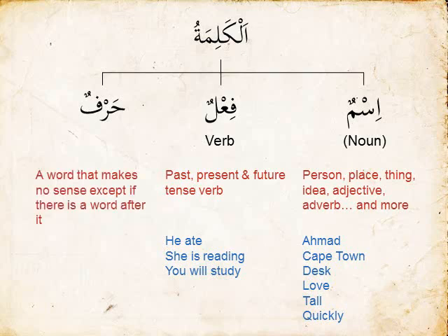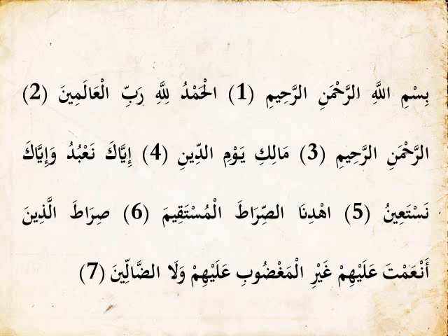The word harfun is a word that makes no sense except if there is a word after it. For example, some prepositions like in, to, until, by. The meaning is incomplete unless it's followed by another word, or a conjunction like and, or. These words require a word after them to complete the meaning. These are going to be called harfun, which we will refer to as particle. So those are the three types of words in the Arabic language: ismun, fi'lun, and harfun.